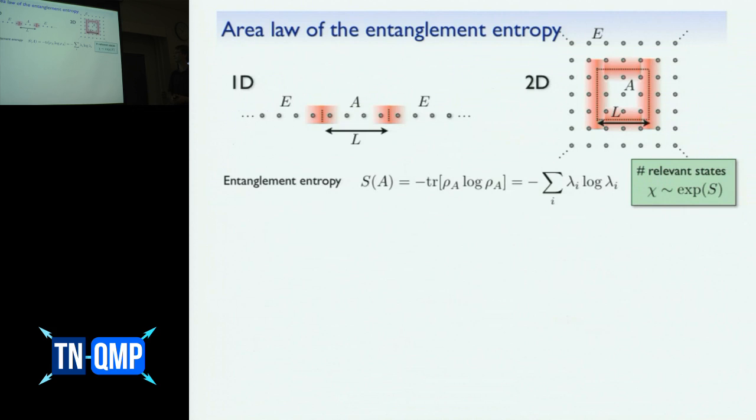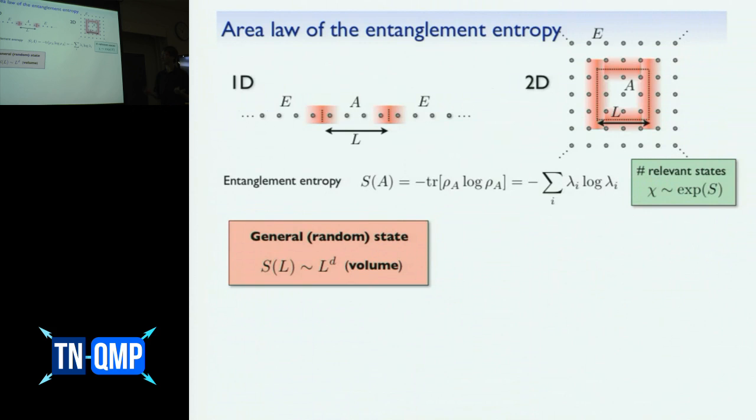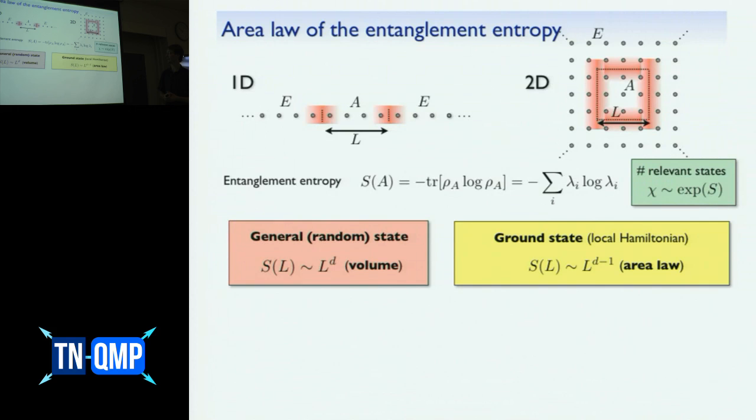One can also say that if you look at such a region here and ask how many states you need to describe this region, then this number of relevant states will grow exponentially with the entanglement entropy. If you pick just a general random state from a Hilbert space, you get this volume law. It will scale as L to the power of D, where D is the spatial dimension of your system. But if you take ground states of local Hamiltonians, then these typically obey this area law, meaning that the entanglement entropy is proportional to the area of this boundary between A and the rest of the system.